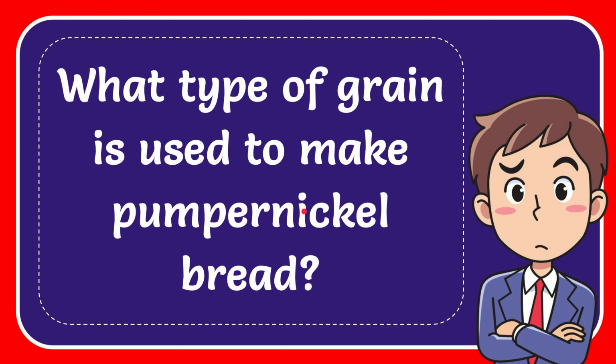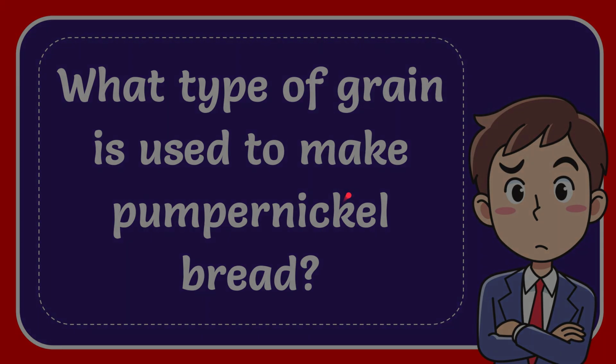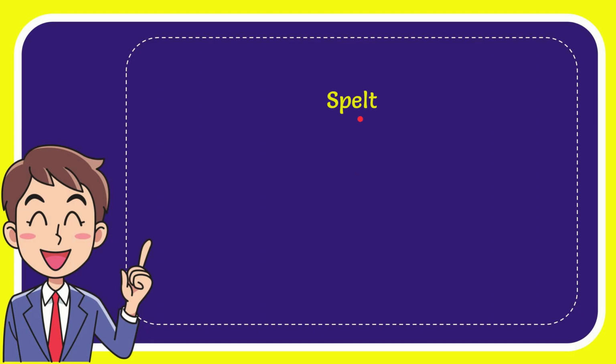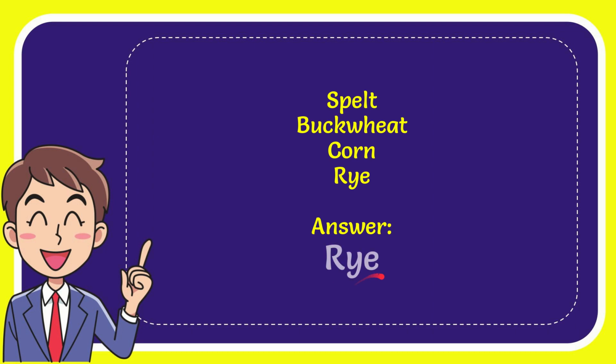In this video, I'm going to give you the answer to this question, and the question is, what type of grain is used to make pumpernickel bread? Now I'll give you a list of the options, and here is the list of the options. The first option is barley, second option is buckwheat, the third option is corn, and the very last option is rye, and the correct answer for the question is rye. Well, that is the answer for the question, rye.